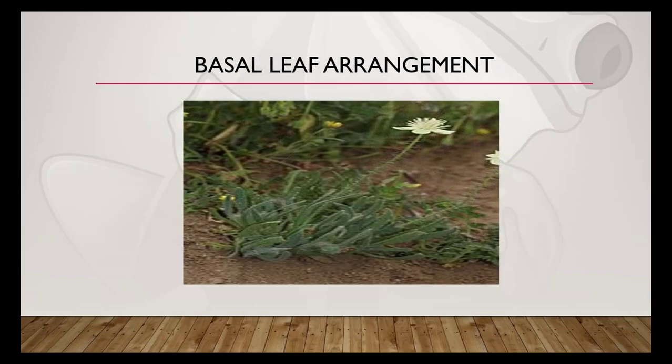The next term is basal. This refers mostly to leaves on a stem, but can also refer to flower arrangement. And it means the leaves are coming out of the bottom of the stem only, as in the picture. Notice that there are no leaves going up the stem to the flower.